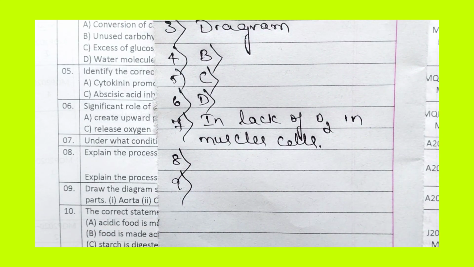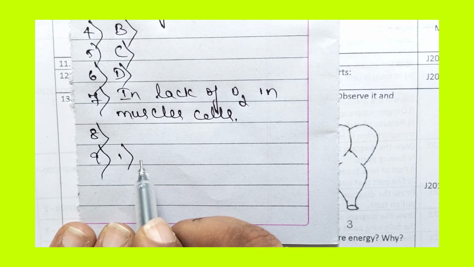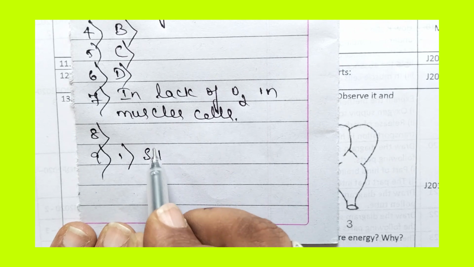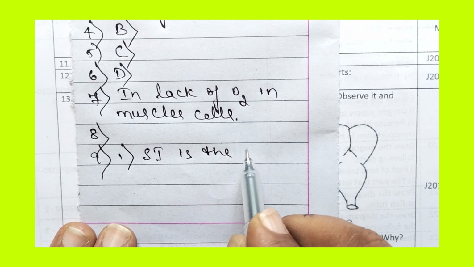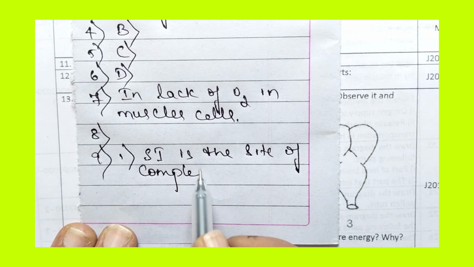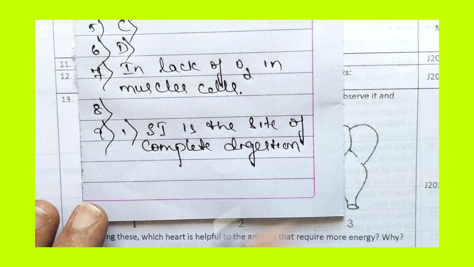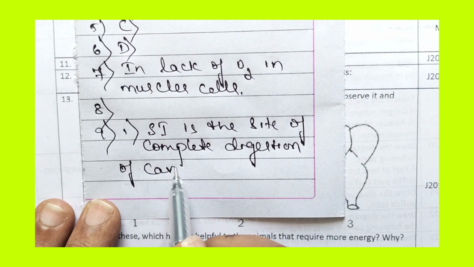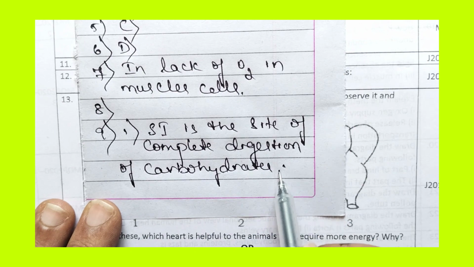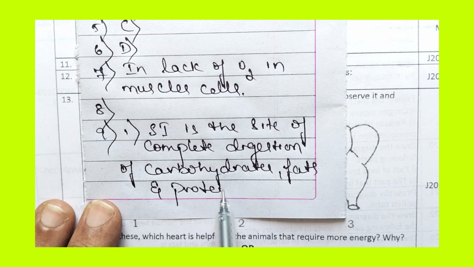So ninth question, answer it. In the ninth, the first point you have to write is how the digestion takes place in the small intestine. First point: small intestine is the site of complete digestion of carbohydrates, fats and proteins. So this is the first point you have to write.